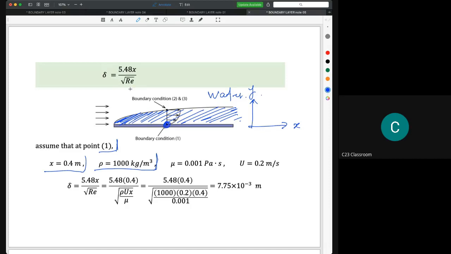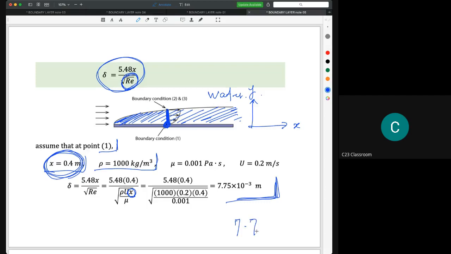So we just fulfill this equation. First we need to calculate the value of Reynolds number. Reynolds number can be calculated as rho ux over mu. So we substitute all the values here. We substitute the value x here with the location here, because we want to calculate the boundary layer thickness at this point. And then we substitute everything. So we get it is equal to 7.75 times 10 to the power of minus 3 meter.